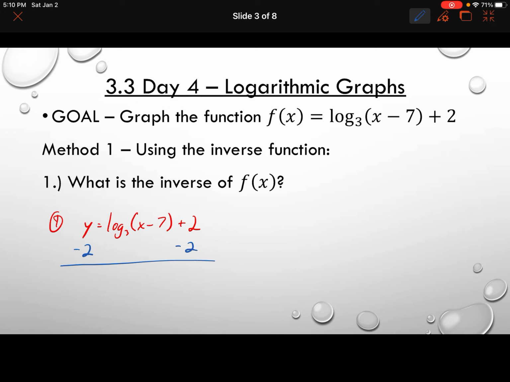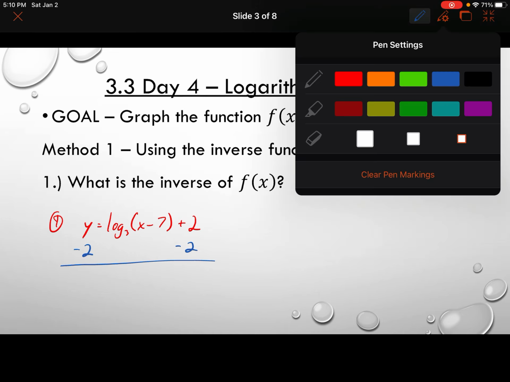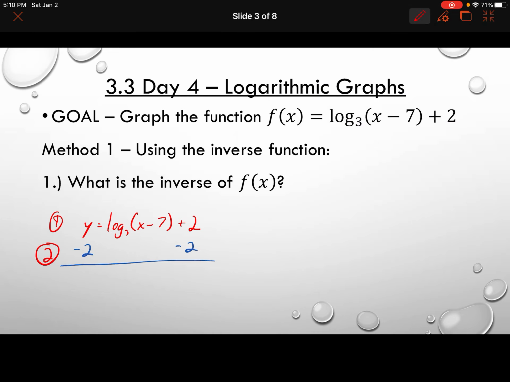All right, so let's just subtract 2 from both sides. And actually, let's make this step 2. Okay, there we go. So let's see. Our new equation so far is y minus 2 is equal to log base 3 of x minus 7, since we got rid of that plus 2.